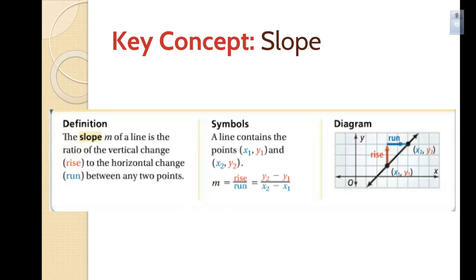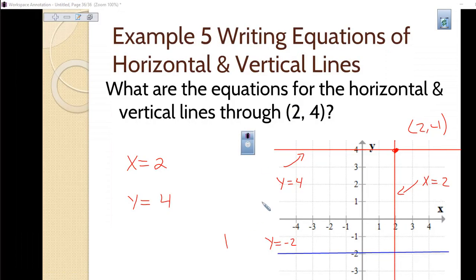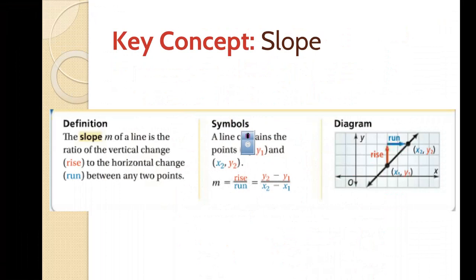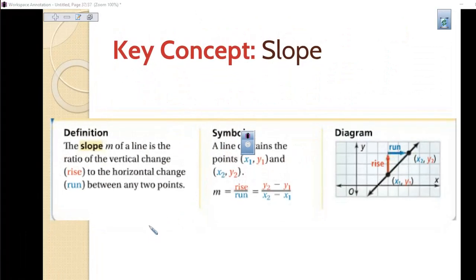By definition, the slope, which we use the letter m for, of a line, is the ratio of vertical change, the rise, to the horizontal change, the run. And one way you're going to see me denote it is delta y over delta x, which stands for the change in y over the change in x. The change in y is our rise, and the change in x is our run.